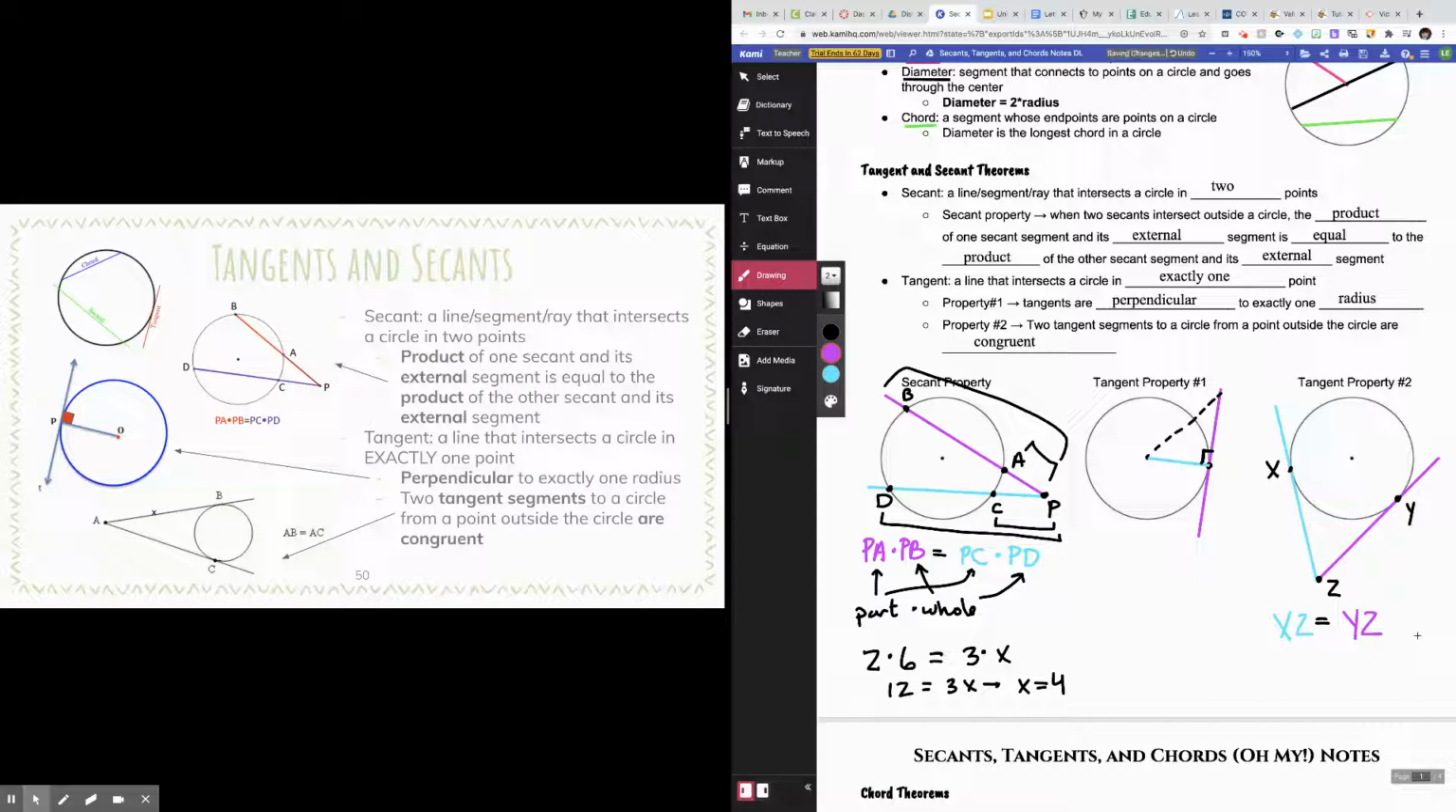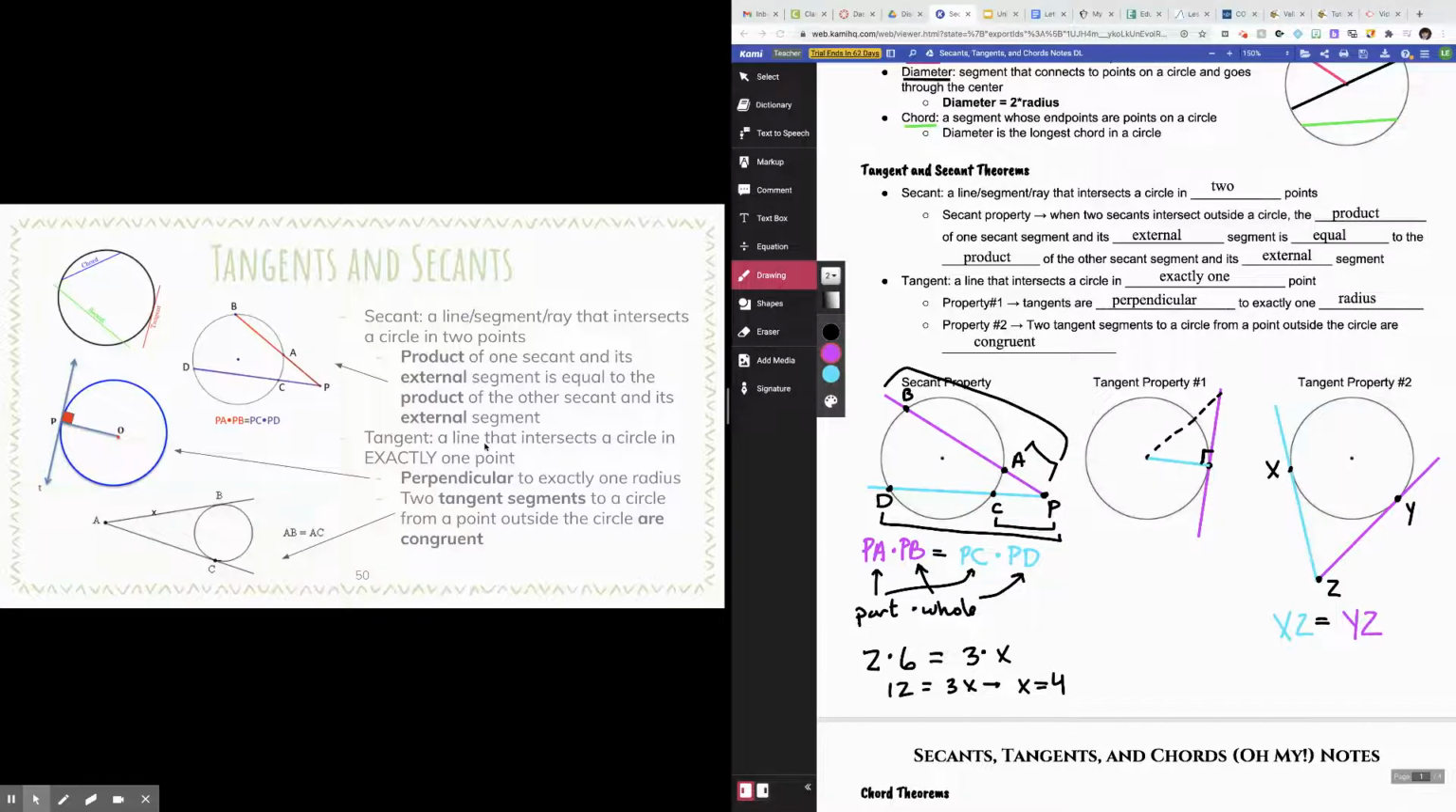Okay. All right. So that is it for your tangent properties and your secant properties. Just a reminder, for the secant properties, you have part times whole, right? So the external part times the whole thing is equal for both secants. Tangent property number 1, you have a radius and a tangent. They'll intersect and form a right angle. And then tangent property number 2, you have these two segments that will be equal to each other.